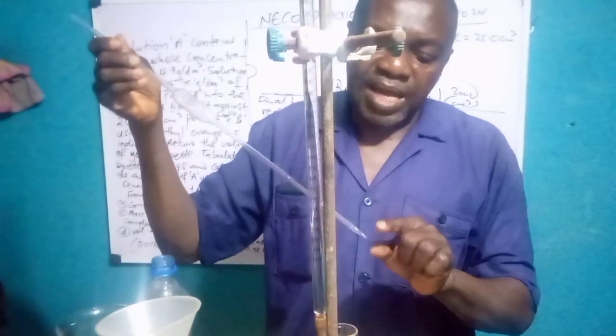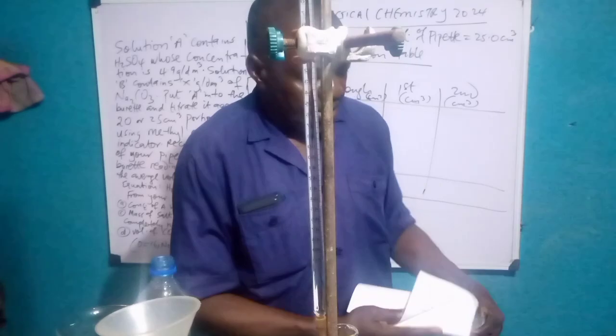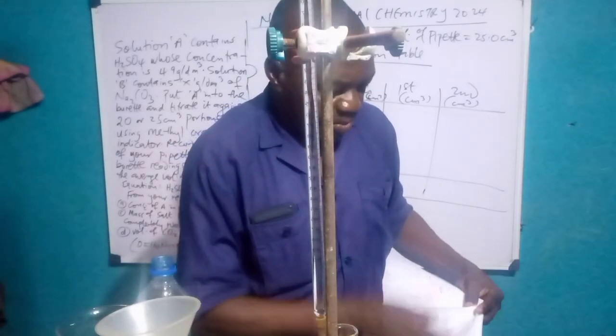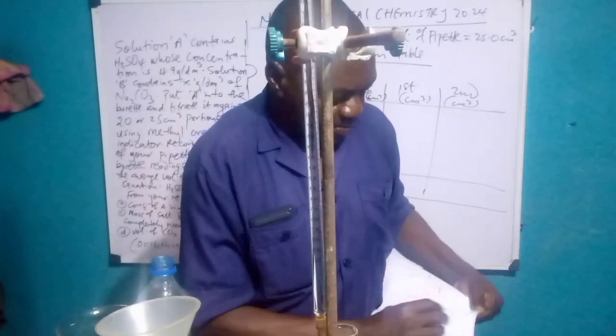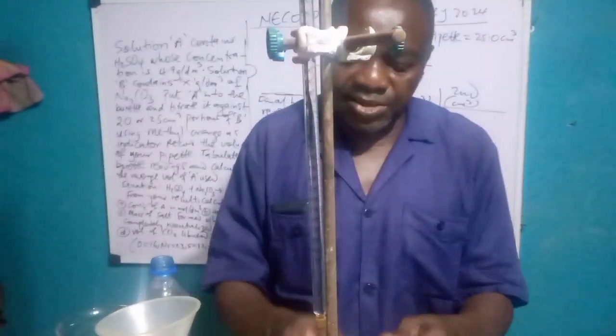So you can see the last drop is still there. So you can put a white tile or simply a white sheet of paper. In this case, I'm using a white sheet of paper. Put it under before you start your work.